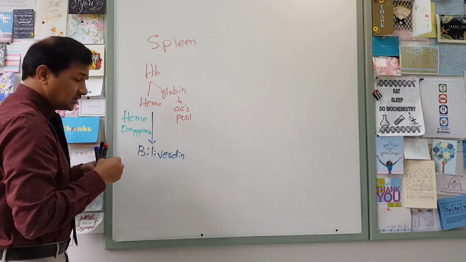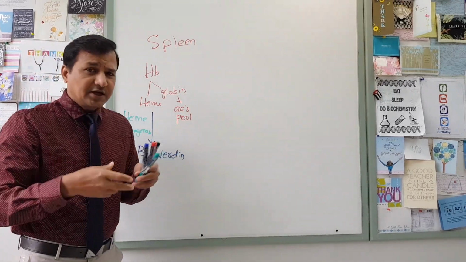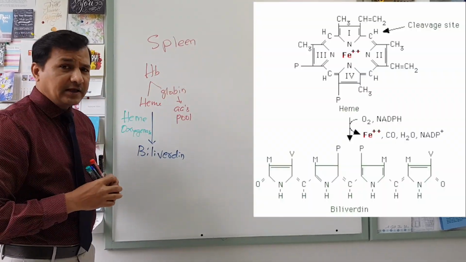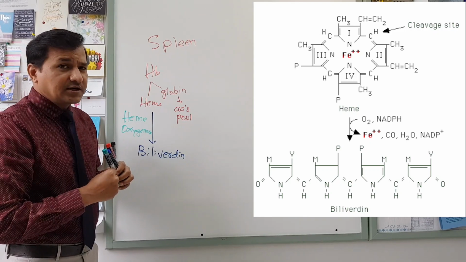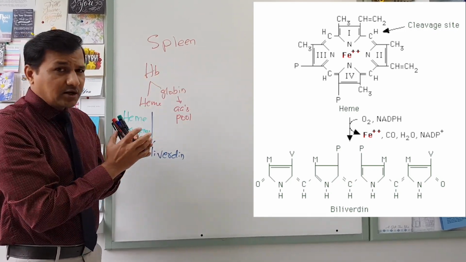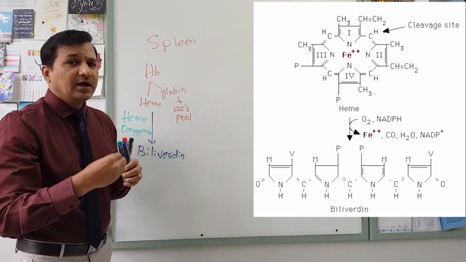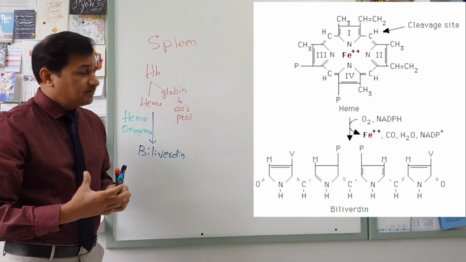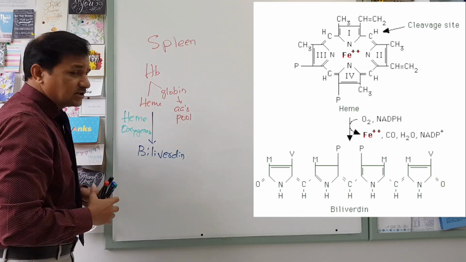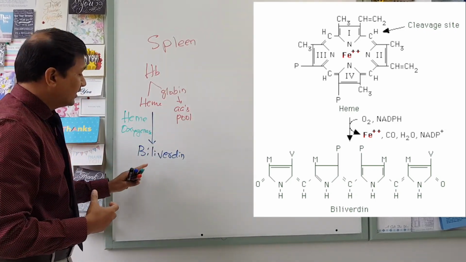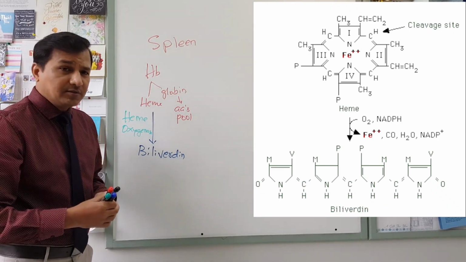This particular job is done by an enzyme called heme oxygenase. What this heme oxygenase does is break the tetrapyrrole ring. You know the tetrapyrrole ring as it is shown in the figure there. It has ferrous iron in the center. That's the heme with the tetrapyrrole ring, four pyrrole rings held together by methenyl bridges. Heme oxygenase opens the tetrapyrrole ring and makes a biliverdin molecule.